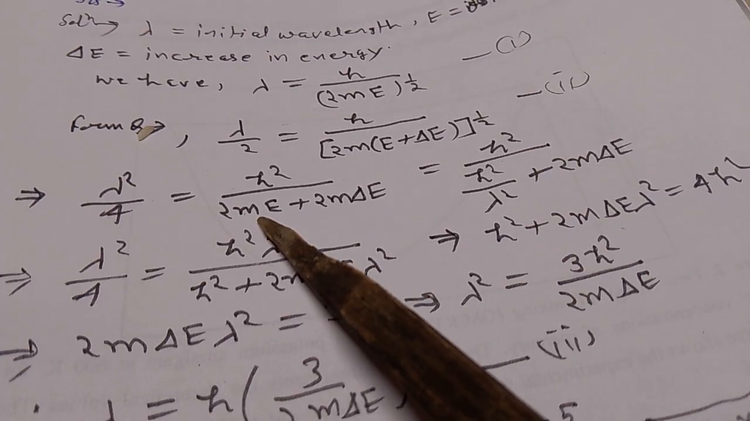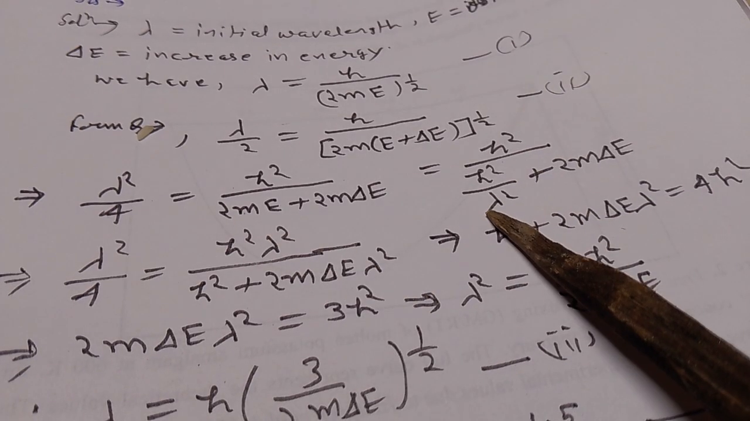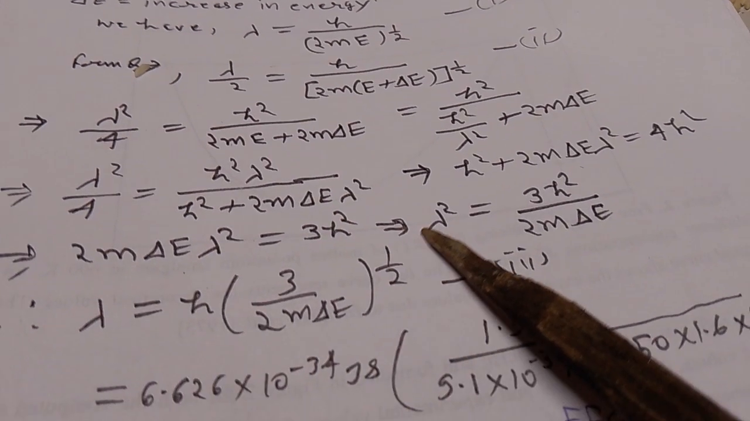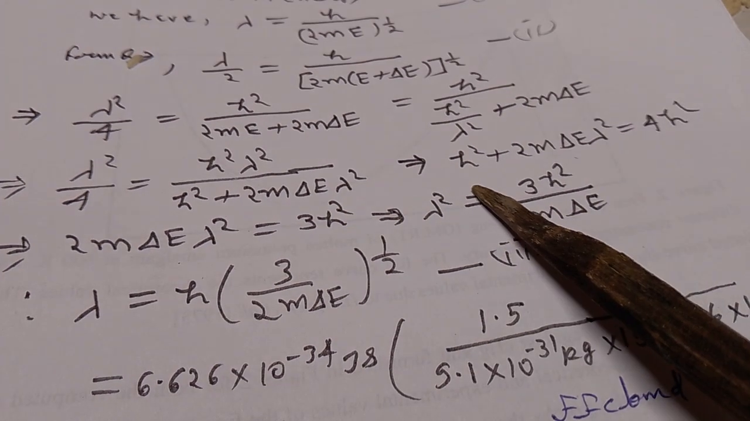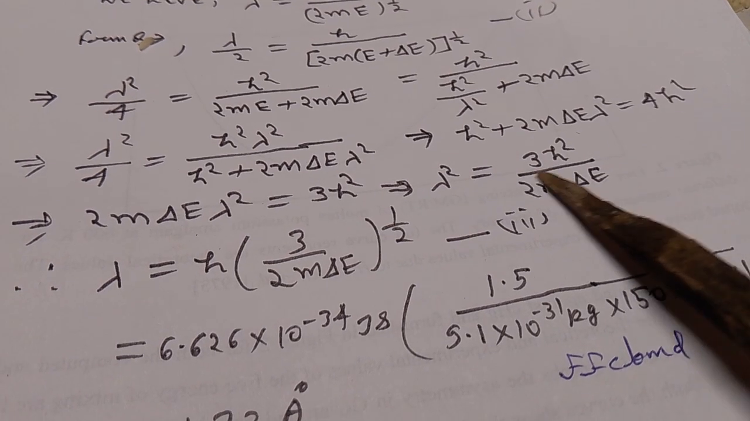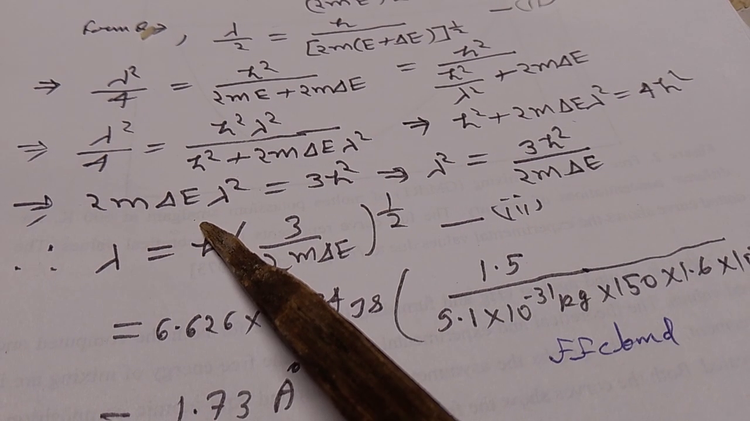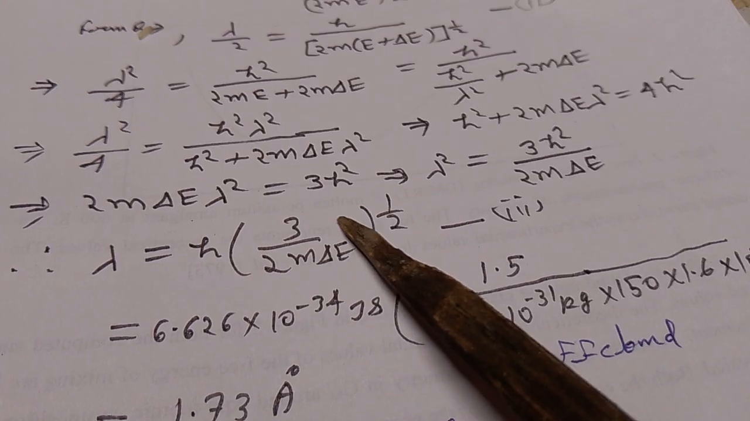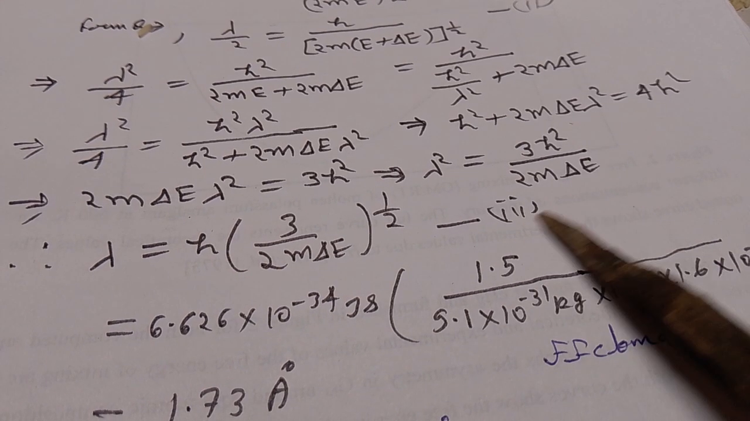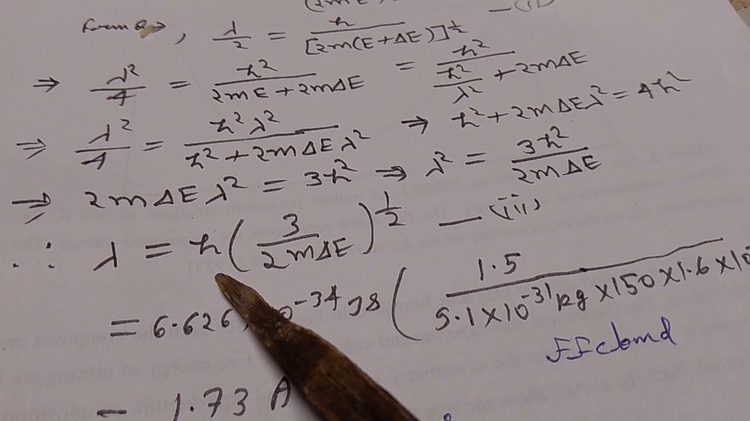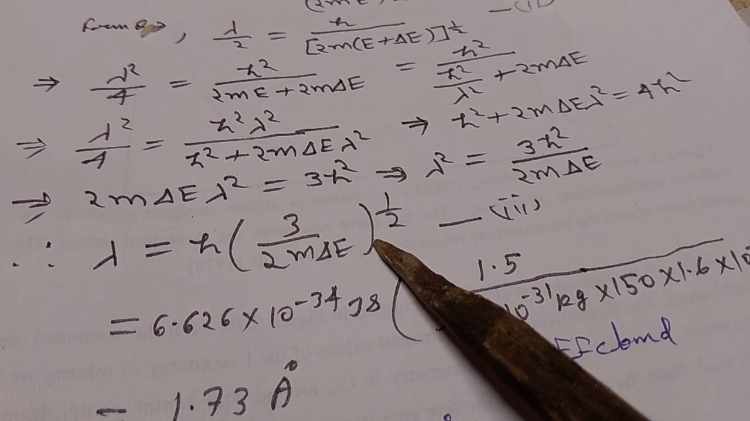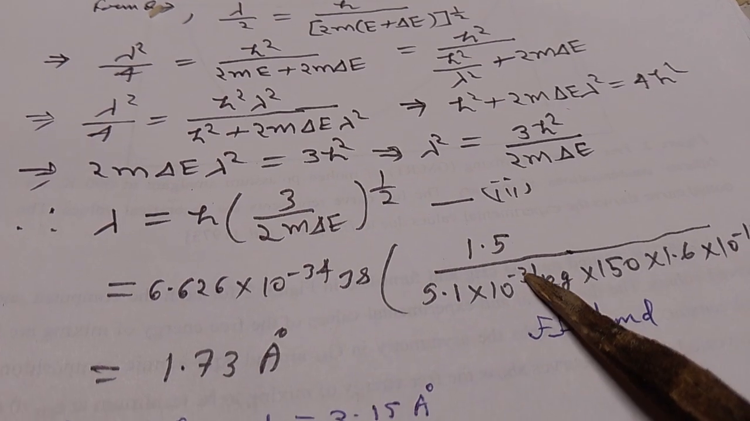2m(E plus delta E), and using the value of 2mE, h square by lambda square, plus 2m delta E, and solving this finally, we found h square plus 2m delta E lambda square equals 4h square, or 2m delta E lambda square equals 3h square, or this implies lambda square equals 3h square by 2m delta E. Hence lambda equals h into (3 by 2m delta E) to the power 1 by 2.